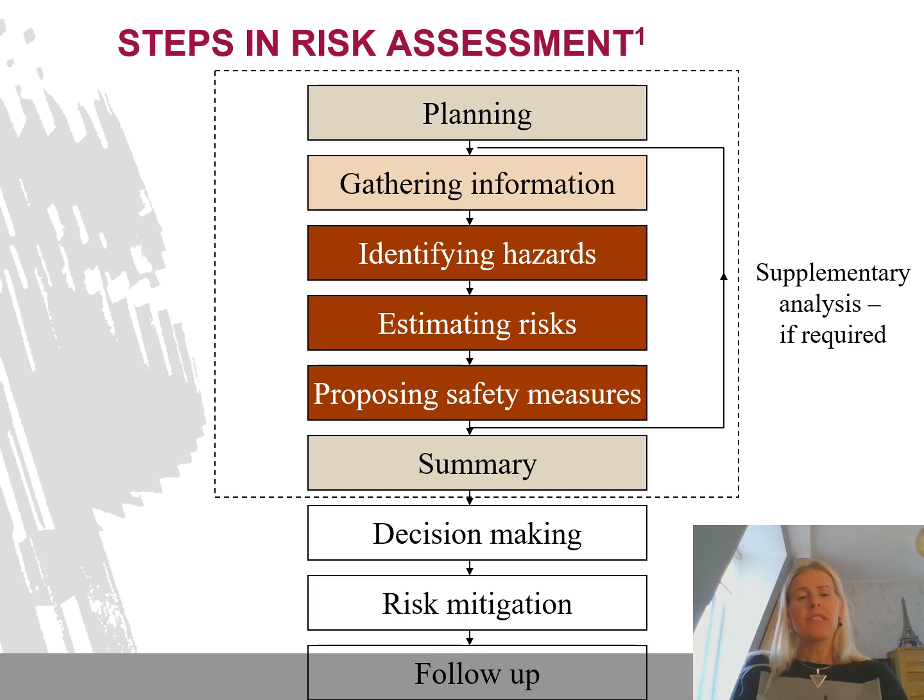Then the risk assessment is summarized, the main hazards are mentioned, and the report is sent to the management for decision making. Sometimes the management would say that the most expensive safety measures cannot be implemented. So the smaller and cheaper safety measures will be implemented, and then you should do a follow-up risk assessment to find out whether the risks are mitigated as low as possible. So these are briefly the steps in risk assessment.